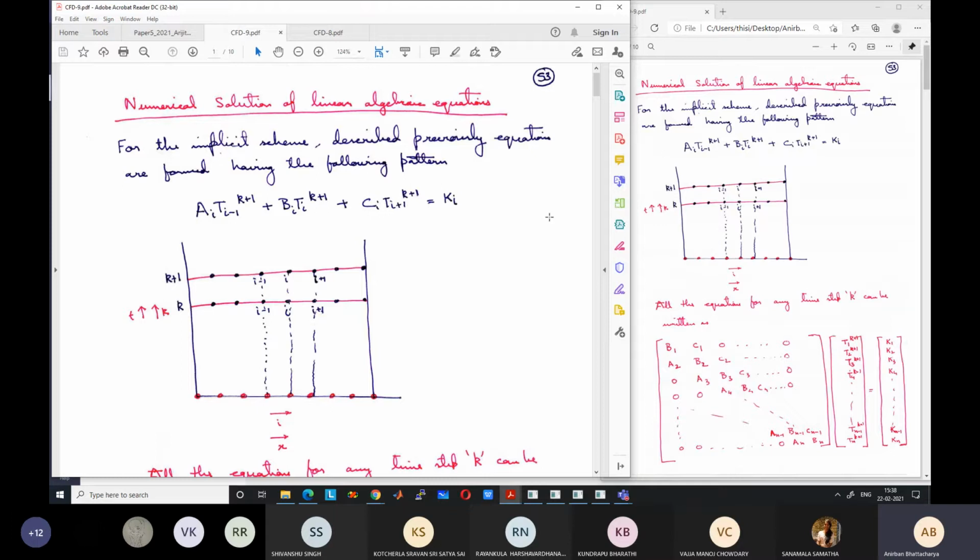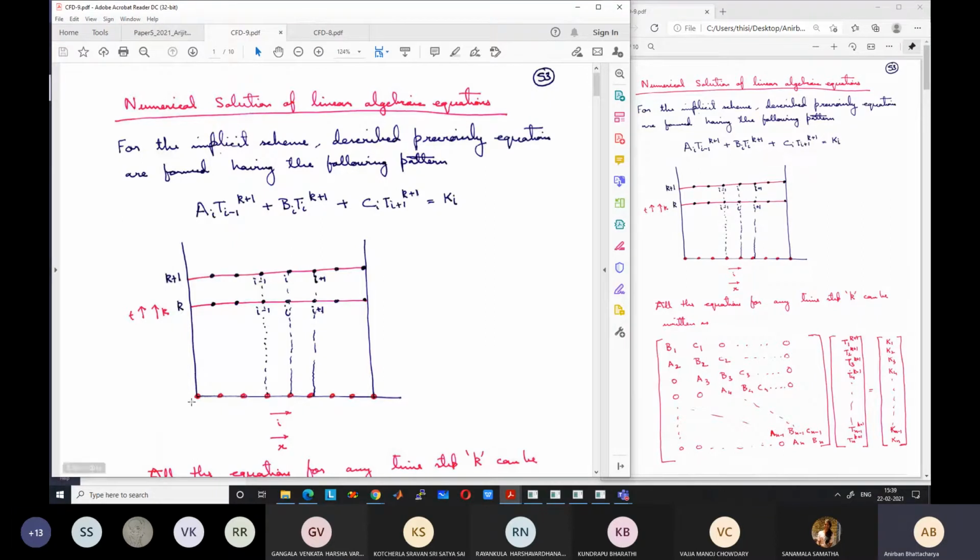I will just quickly give a background on why this is required again. So for any implicit scheme, I hope you can see the screen. Numerical solution of linear algebraic equations. Okay. So for any implicit scheme, what we have discussed previously, equations form in this pattern.